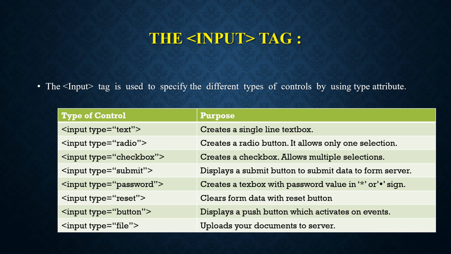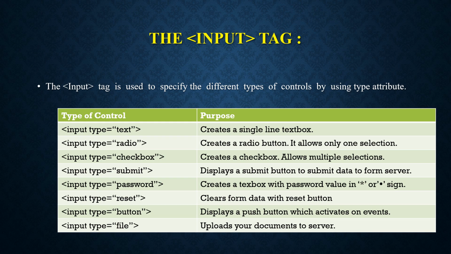Input type equal to checkbox is a square button which allows multiple selections. So if you want to select hobbies, more than one hobby you can select. So multiple selections will be there. Input type equal to submit displays a submit button to submit the data to the server. Input type equal to password creates a text box with a password. The value is shown as either a star or a dot sign, where you cannot see the password.